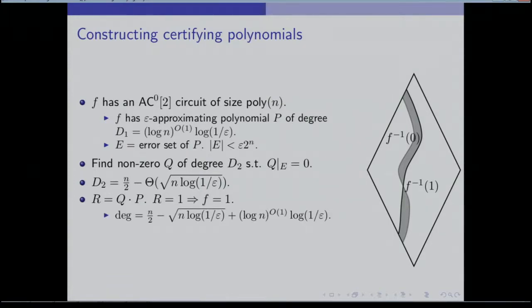Okay, and then now if you just work out the parameters for this and set epsilon suitably, it's going to give you the right answer. Okay, so this is more or less how to construct a certifying polynomial for a Boolean function.